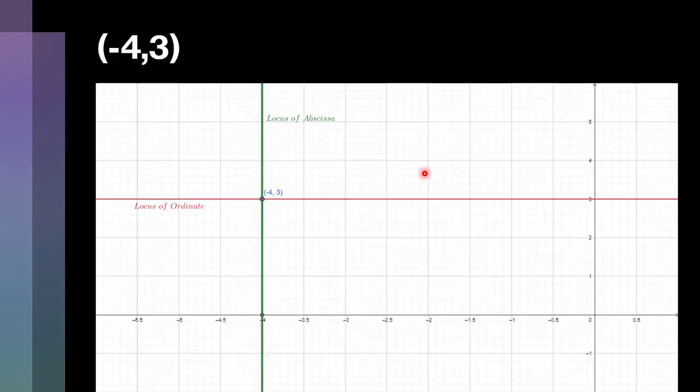Similarly, about (-4, 3), minus 4 is the abscissa and 3 is the ordinate. So x equal to minus 4 is the locus of abscissa and y equal to 3 is the locus of ordinate, and the intersection point is the point we are talking about.